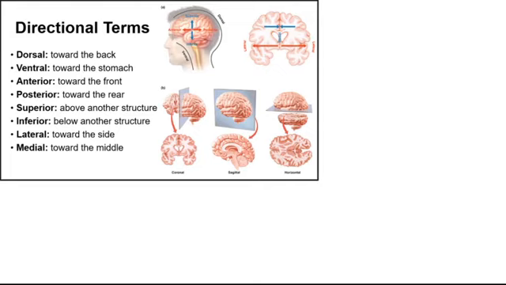So if something is above another part of the brain, we might describe it as being superior to that part of the brain. And it doesn't mean that it's better than, it just means that it's above. Or it could be anterior to, meaning it's closer to this side than that side. And so this is what's useful there.